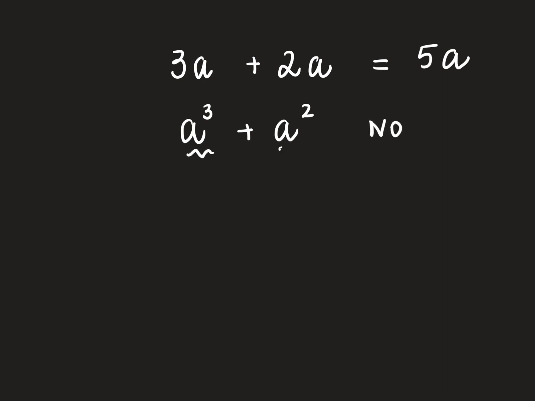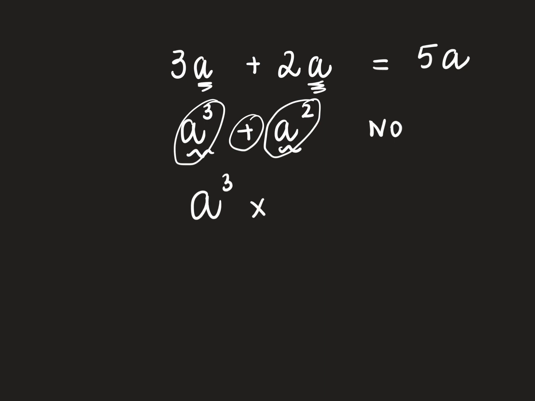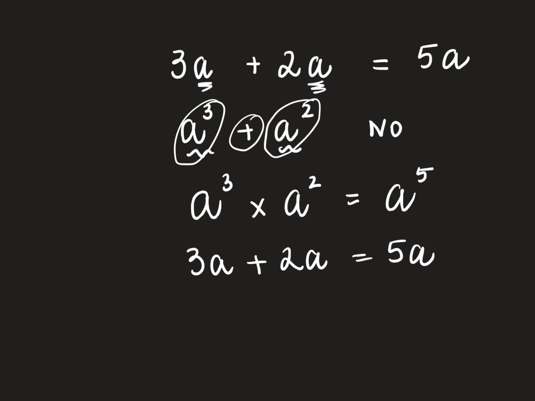See, the bases are the same, but I'm adding the terms. The index law doesn't apply, and I'm not adding two things that are exactly the same. a to the power of 3 and a to the power of 2, they are not like terms. They are different. I can't add them up, okay? I can multiply them. a to the power of 3 times a to the power of 2, that will give me a to the power of 5. I can multiply them, but I cannot add them. But 3a plus 2a, see how there's no powers there? That just gives me 5a.